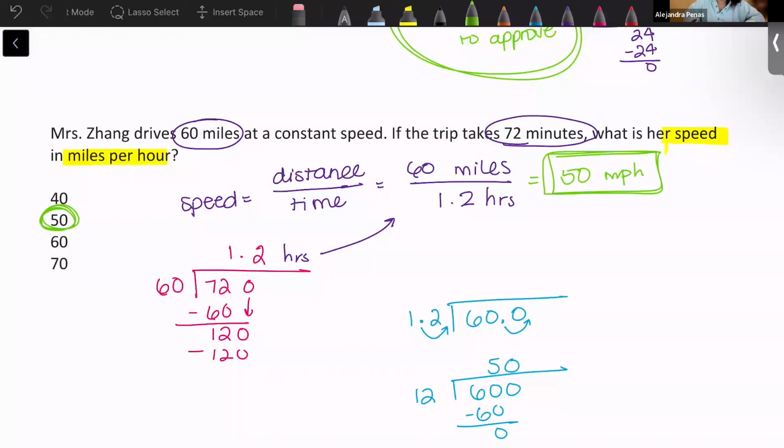Is this clear with everyone? Any part of this that confuses you or you're unsure of?